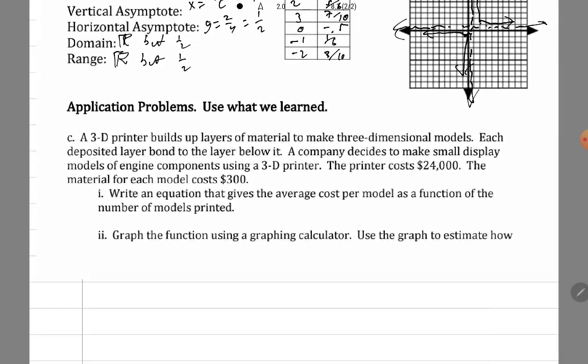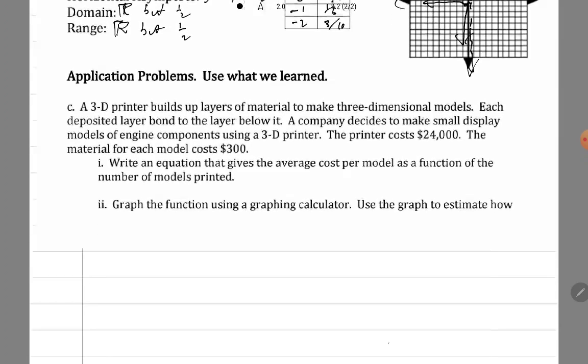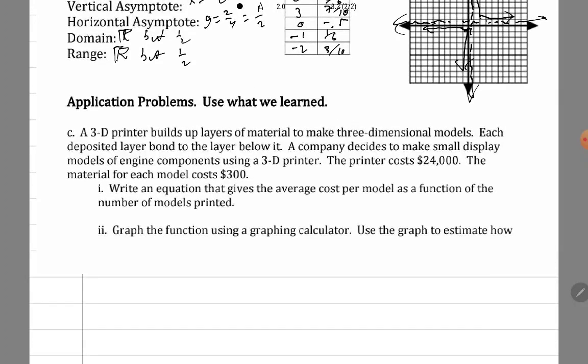Allocation problems. Use what we learn. Actually, I'm missing a question, but I'll just put it in there. A 3D printer builds up layers of materials to make three-dimensional models. Each deposited layer bonds to the layer below it. The company decides to make small display models of engine components using a 3D printer. The printer costs $24,000. The material for each model costs $300. Write an equation that gives the average cost per model as a function of the number of models printed.